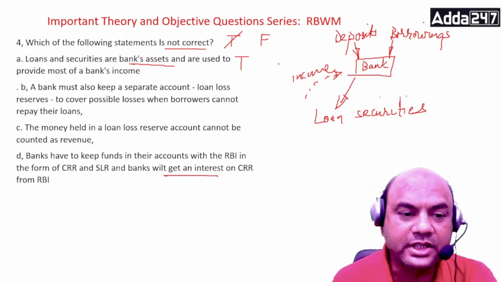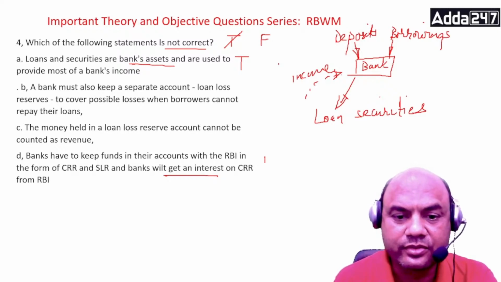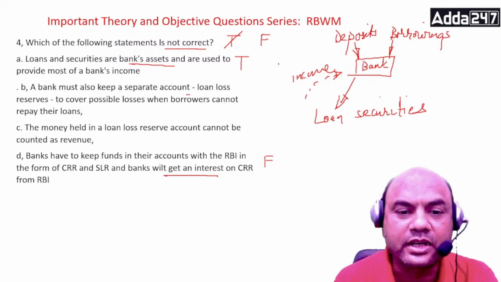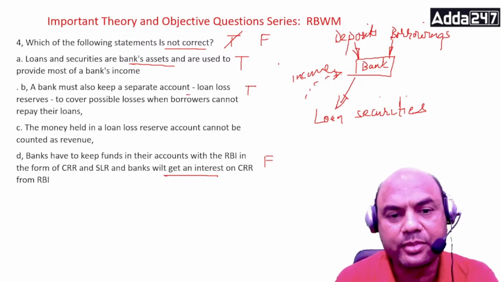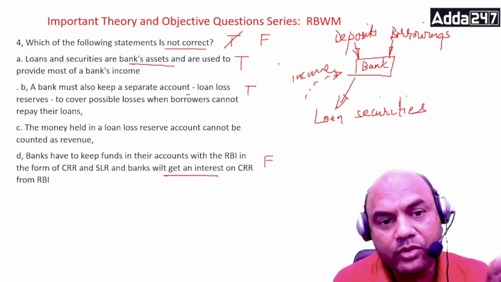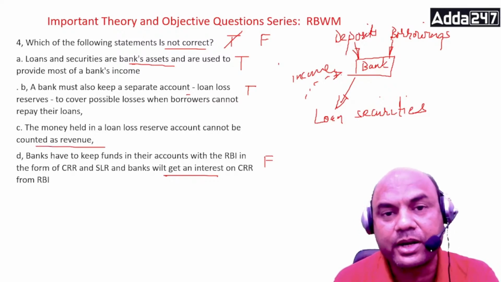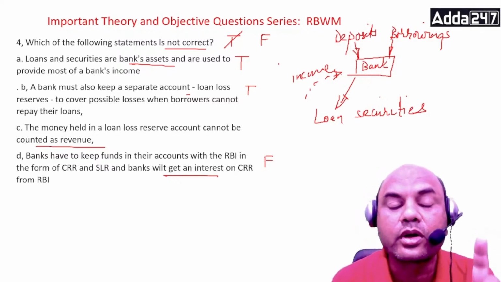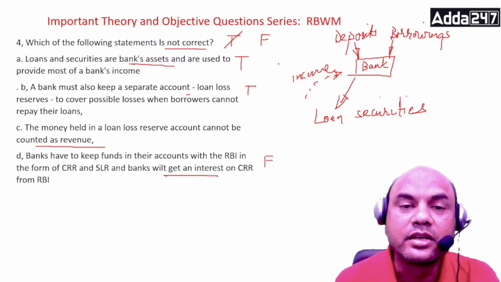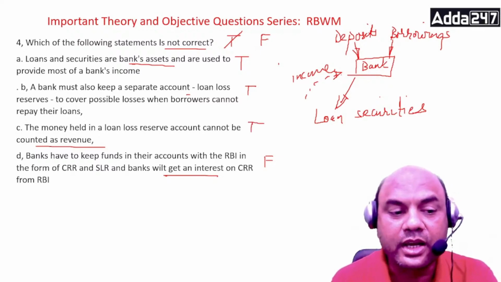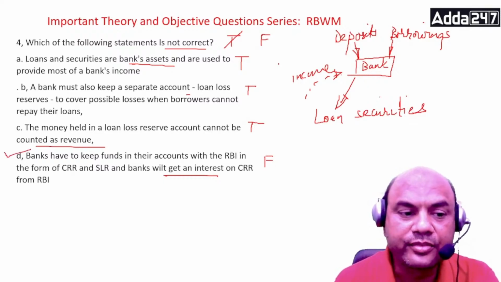Right? The false answer is this only. This is false. All these are true. See here, a separate loan provision account is to be made, so obviously that is to be made. This amount in the loan provision cannot be counted as revenue. It has to be kept separate. You can't count it as revenue or sales or your income. So that is not counted, so this is also true. So the correct answer is D.